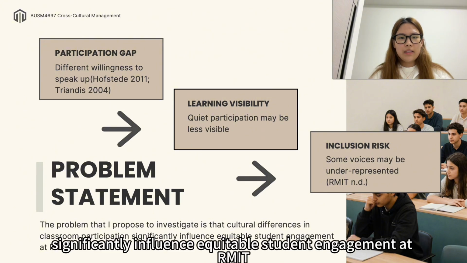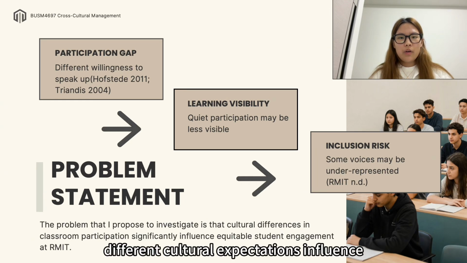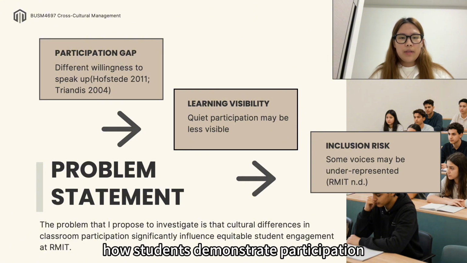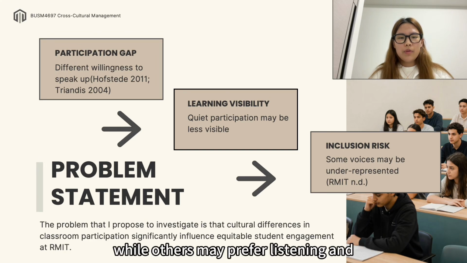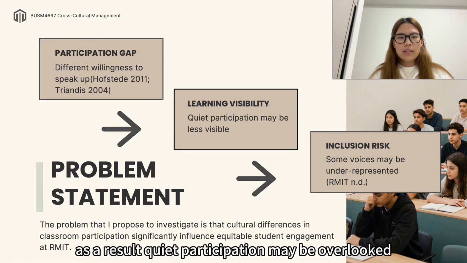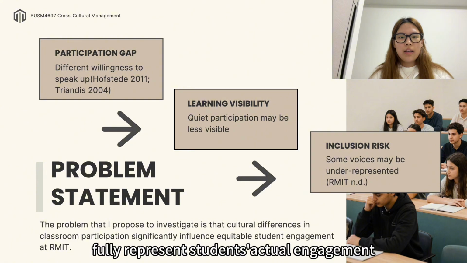The problem that I propose to investigate is that cultural difference in classroom participation significantly influences equitable student engagement at MIT. The issue is not simply that some students speak more than others. Different cultural expectations influence how students demonstrate participation. Some students may openly share opinions and question ideas, while others may prefer listening and contributing in less visible ways. As a result, quiet participation may be overlooked, meaning visible speaking behavior may not fully represent students' actual engagement.